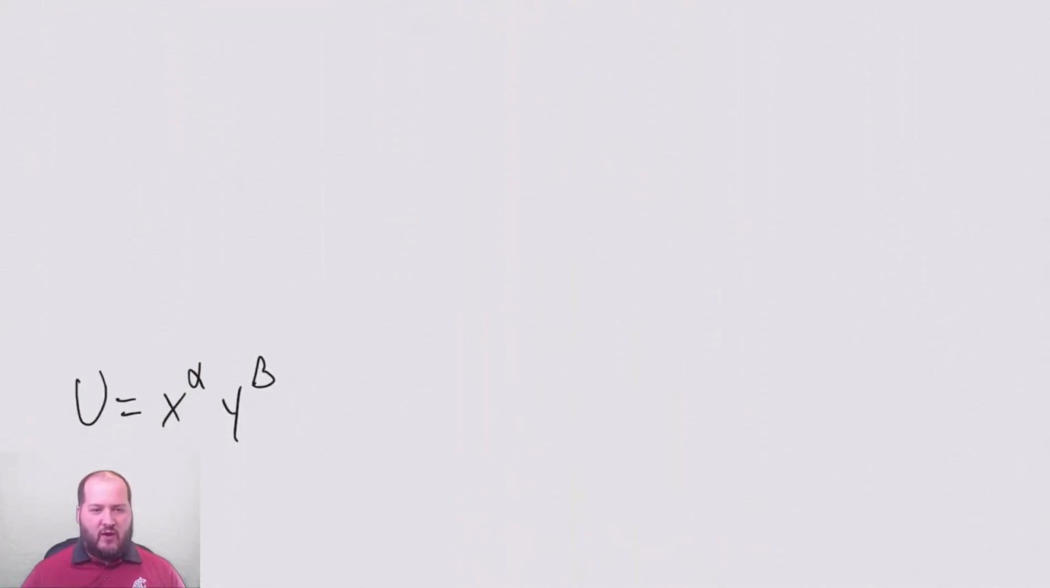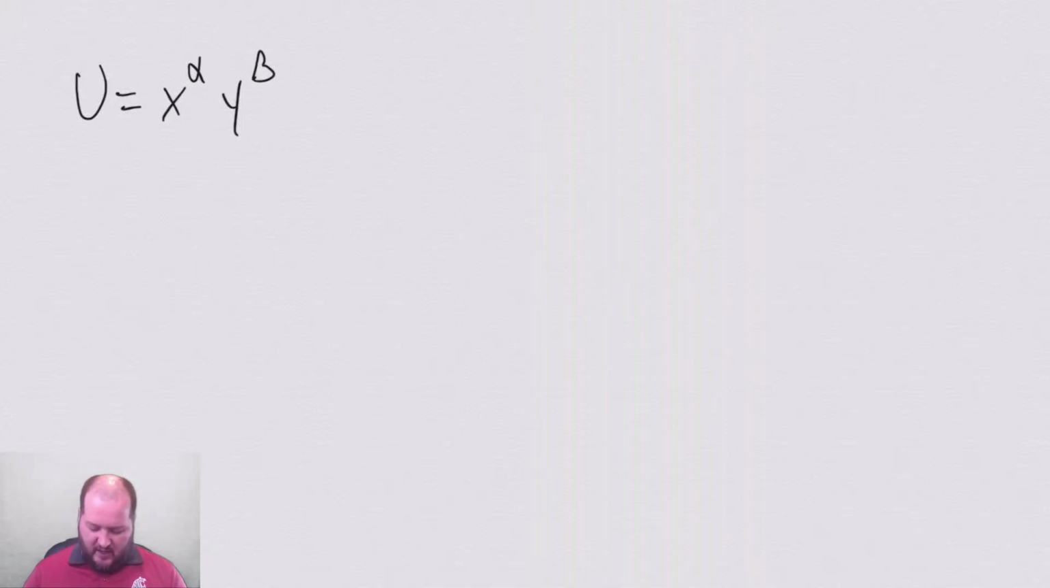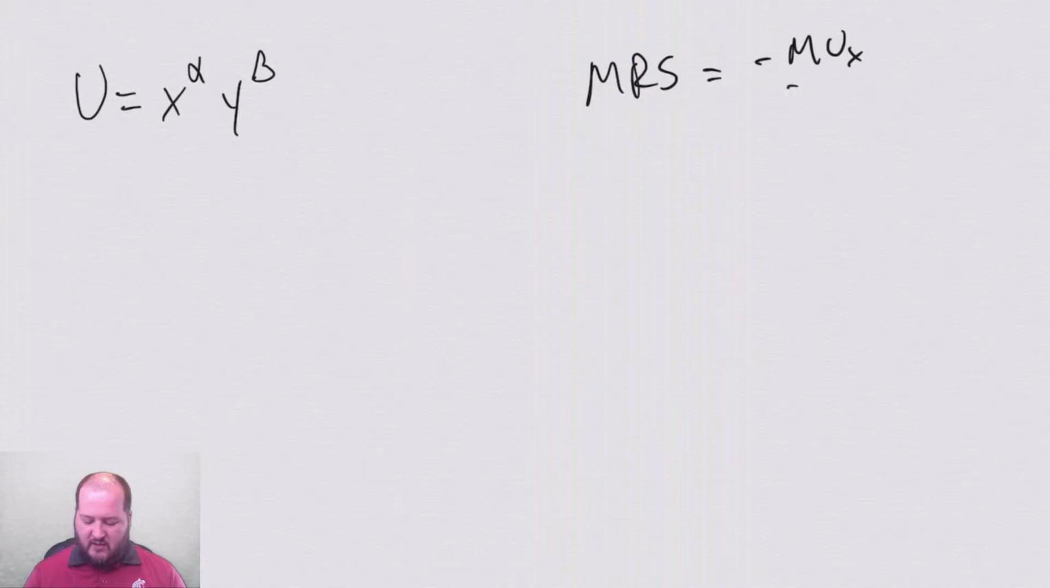So rather than giving you numbers, now I'm going to give you a utility function where x is raised to the alpha power and y is raised to the beta power, where alpha and beta are just numbers. We could say they're greater than 0 if we want to. That would make a lot of sense. But we can use those same rules. Again, we are looking for the marginal rate of substitution, which is just negative marginal utility with respect to x over marginal utility with respect to y. Let's go through the steps again.